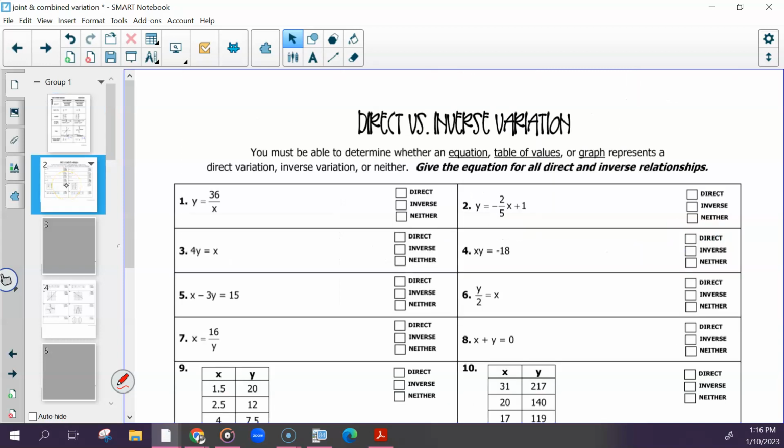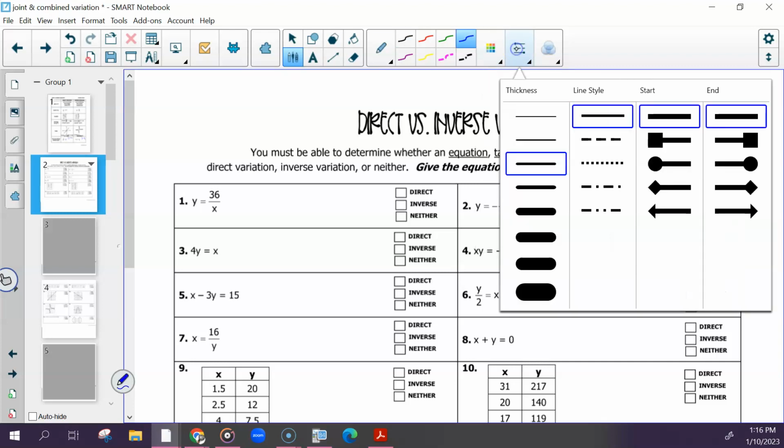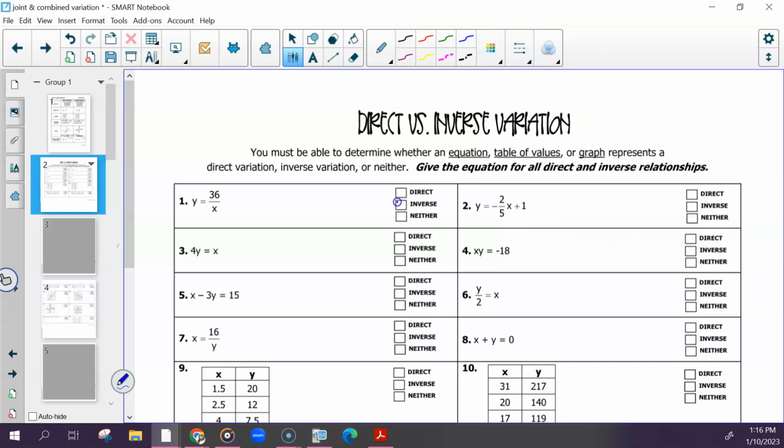On this page, we're going to go through some of these examples. So you can determine, are these direct, inverse, or neither? Starting with number 1. It is inverse. We are dividing by x. As we start looking at these, try to avoid going back and looking at your notes. It's there if you need it, but try to see if you can determine it without looking back.